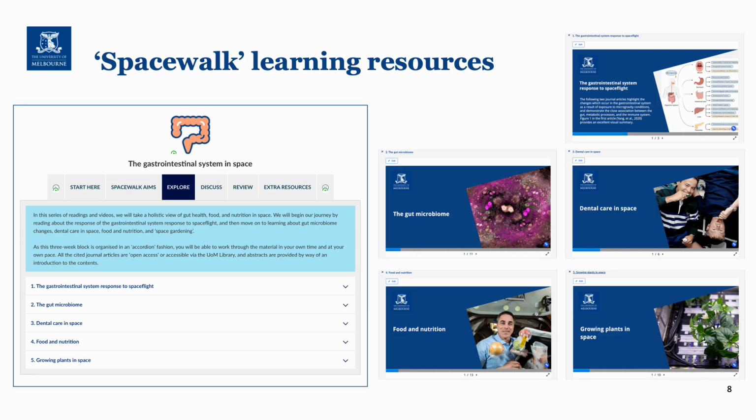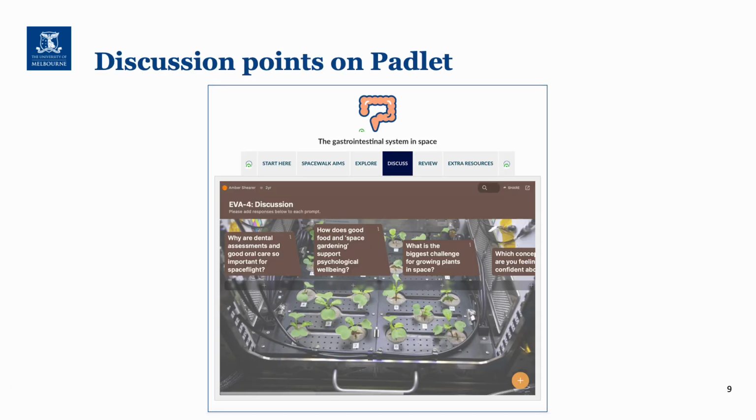The learning resources are set up in 5 topics this time. So we have the gastrointestinal system response to spaceflight, the gut microbiome, dental care in space, food and nutrition, and growing plants in space.